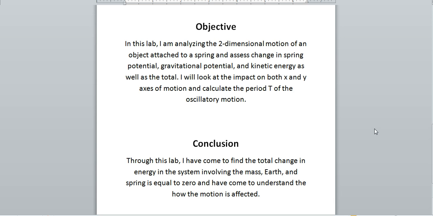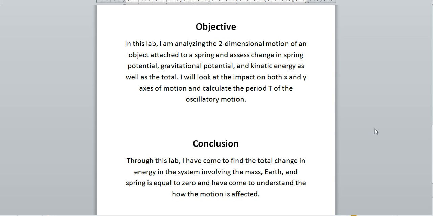My objective in this lab is to analyze the two-dimensional motion of an object attached to a spring and assess the change in spring potential, gravitational potential, and kinetic energy, as well as the total change. I will look at the impact on both x and y axes of motion and calculate the period T of the oscillatory motion.